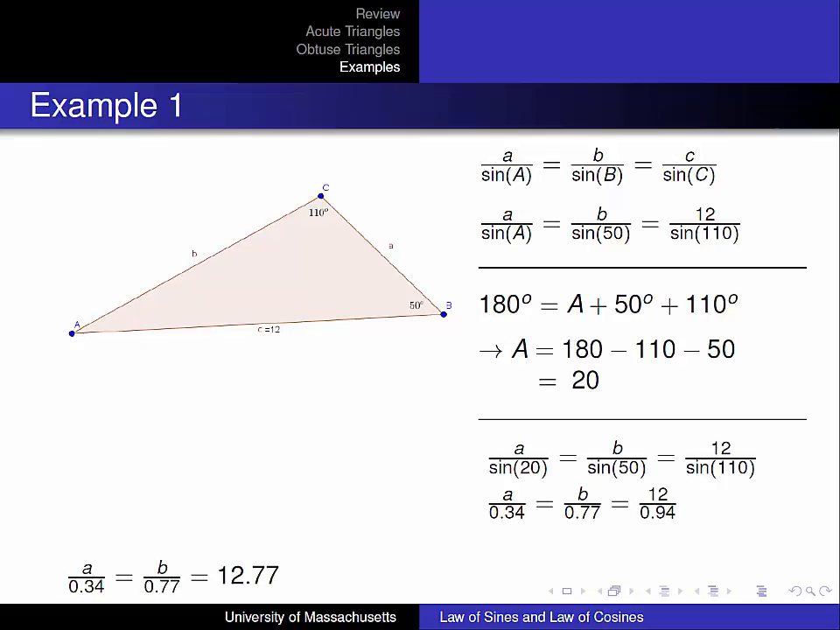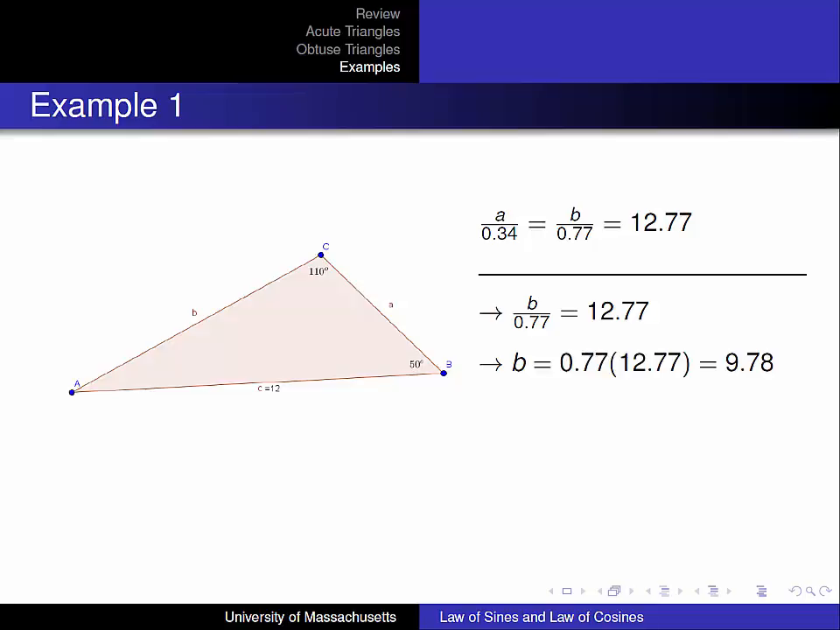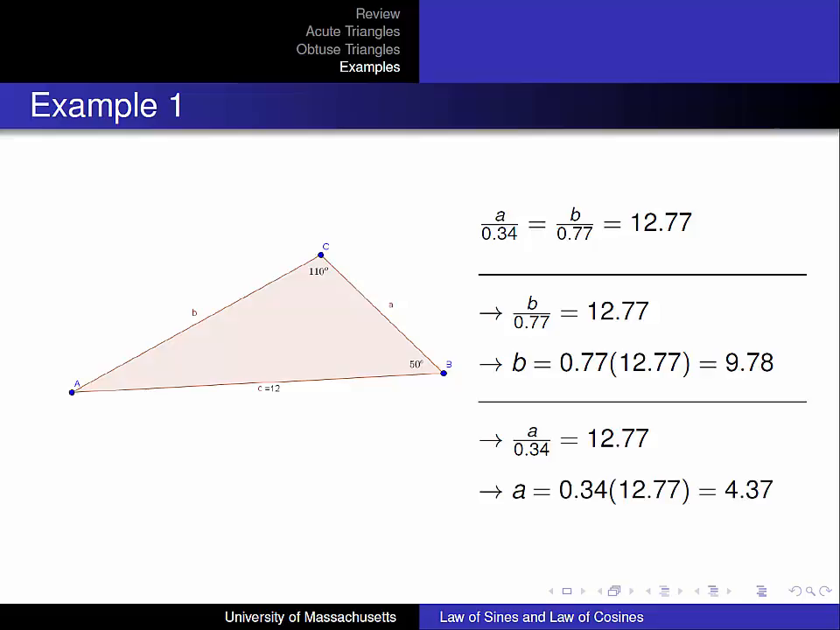So we get that 12 over sine of 110, or 12 over 0.94, is 12.77. Now we can separate this and solve the two separate equations. We get that b divided by 0.77 equals 12.77, and that gives us that b is 9.78. And similarly, with a over 0.34, we can solve for a, and we get that a is 4.37. And therefore, we have solved for the three unknowns in this problem.